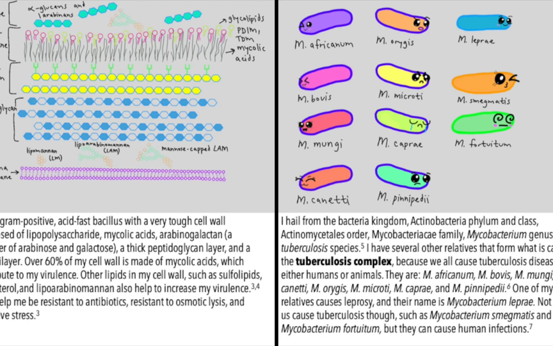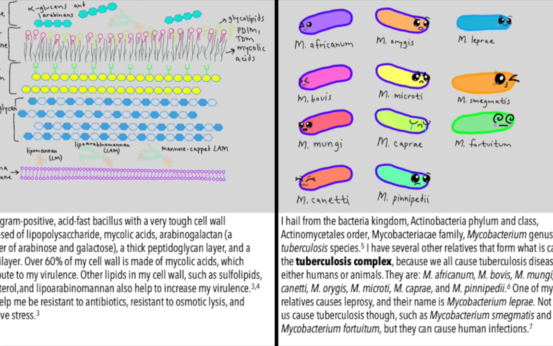I hail from the bacteria kingdom, Actinobacteria phylum and class, Actinomycetales order, Mycobacteriaceae family, Mycobacterium genus, and tuberculosis species. I have several other relatives that form what is called the tuberculosis complex, because we all cause tuberculosis disease in either humans or animals. They are M. africanum, M. bovis, M. mungi, M. canettii, M. orygis, M. microti, M. caprae, and M. pinnipedii. One of my relatives causes leprosy, and their name is Mycobacterium leprae.